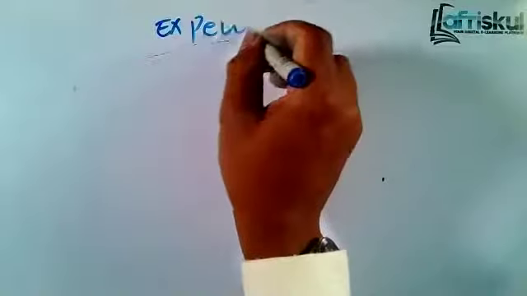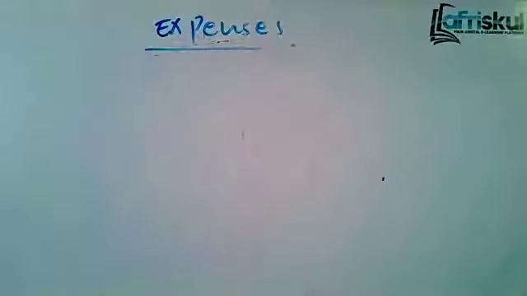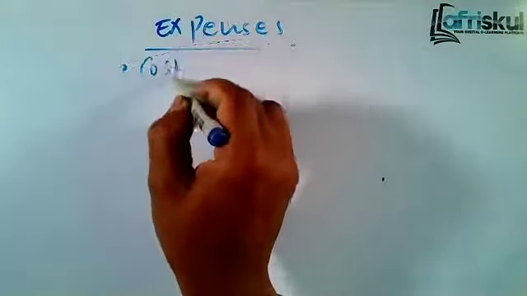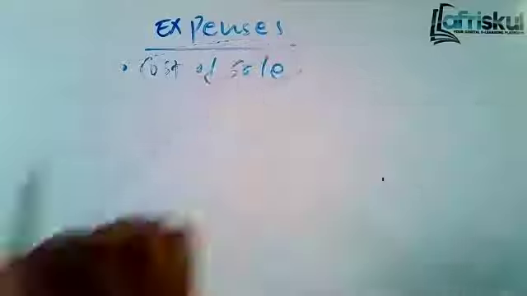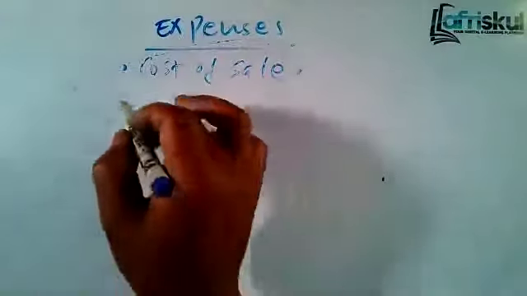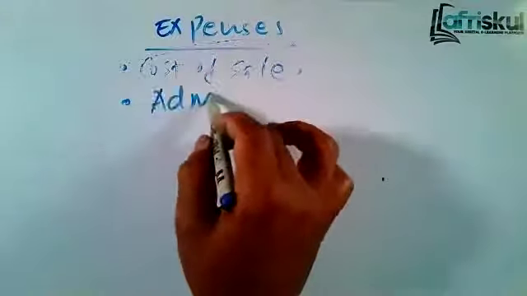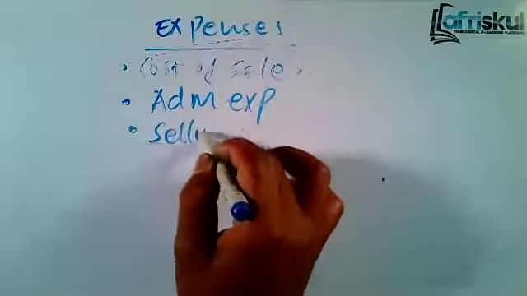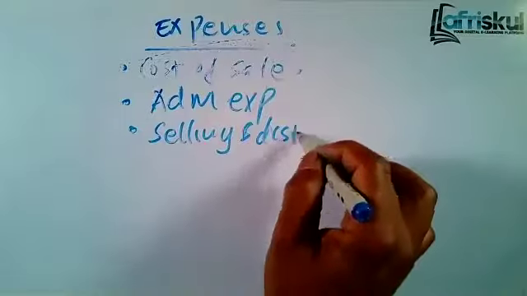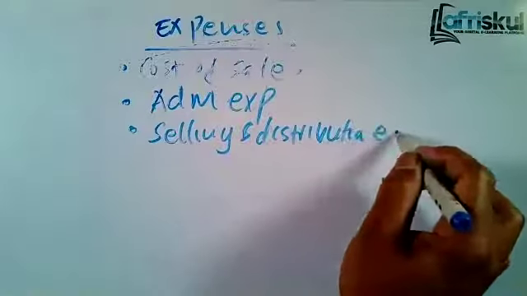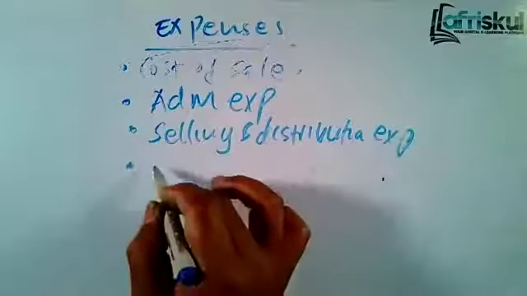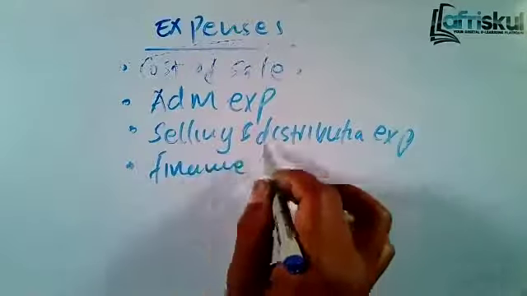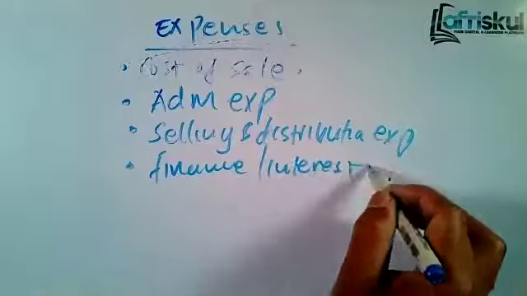So under the expenses to the income statement, expenses will be classified into 4 classes. Number 1, it's either cost of sale, or it's either an admin expense, or selling and distribution expense, or finance or interest expense.